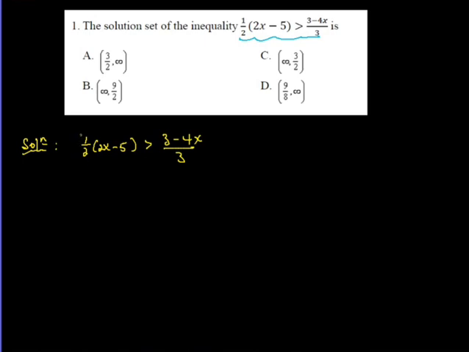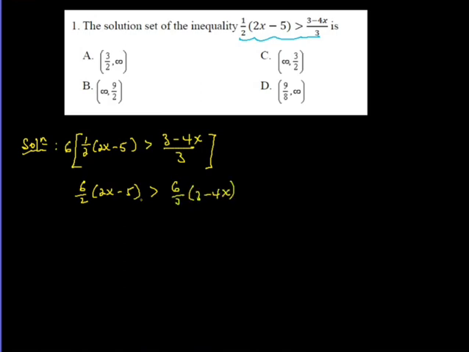So to remove the fractions, multiply both sides by some positive number. The LCM of 2 and 3 is 6. So let us multiply both sides by a positive number. The inequality will remain the same. So it becomes 6 over 2 times 2x minus 5 is greater than 6 over 3 times 3 minus 4x.